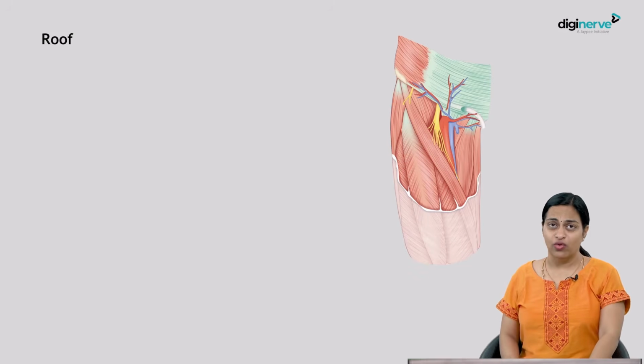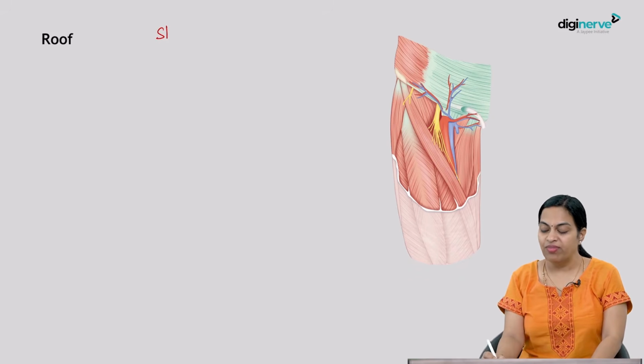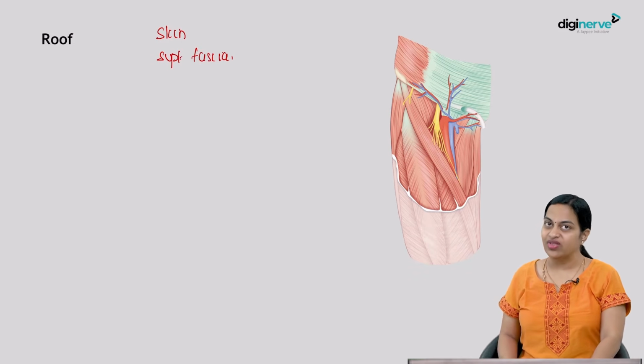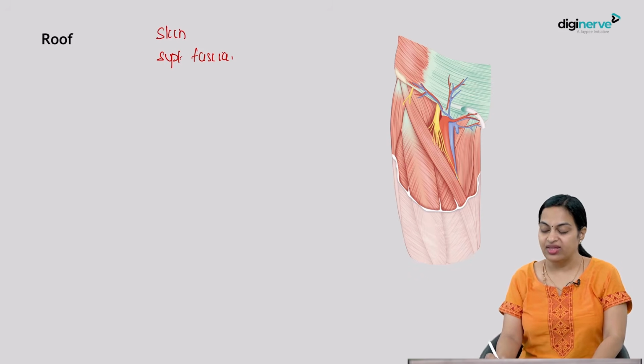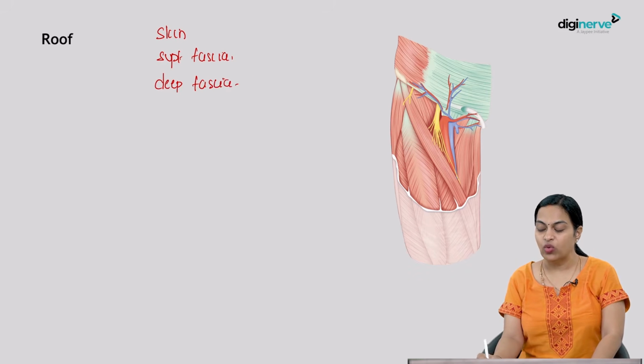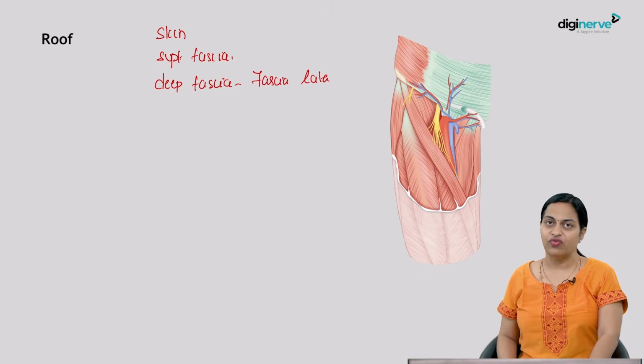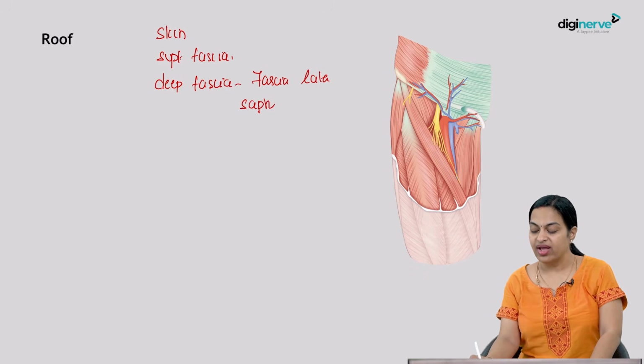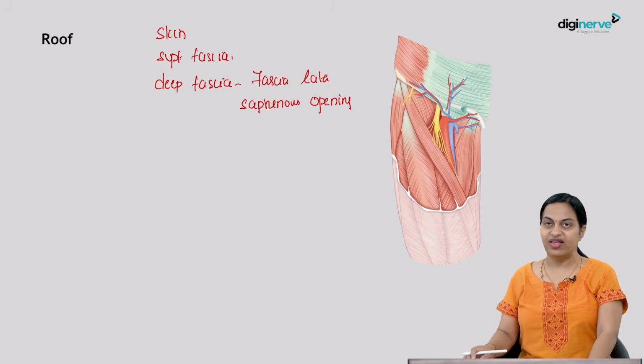Coming to the structures in the roof of the femoral triangle, it is formed by skin and superficial fascia. In the superficial fascia, we get to see the cutaneous nerves, isn't it? And also the superficial veins of the lower limb. And then we get to see the deep fascia. The deep fascia, as I told you, is called the fascia lata. We have seen the modifications of fascia lata, the saphenous opening and iliotibial tract. Here, the femoral triangle will be related to the saphenous opening. So let's have a few details about it.